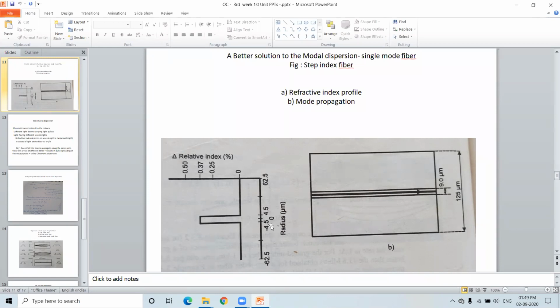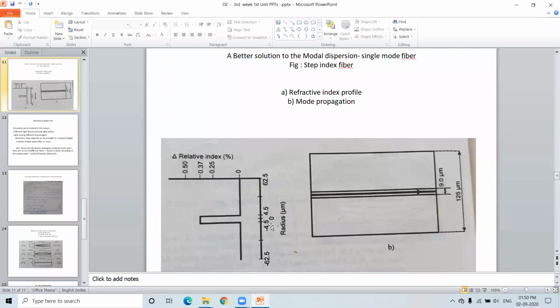The operating wavelength for a single mode starts typically at 1300 nanometers. But for the multi-mode step index, the operating wavelength of the light starts at 650 nanometers, whereas here it is at 1300 and above. That is the operating wavelength.